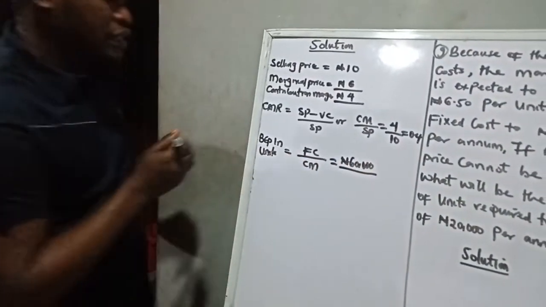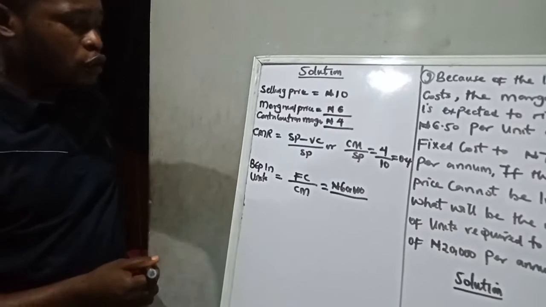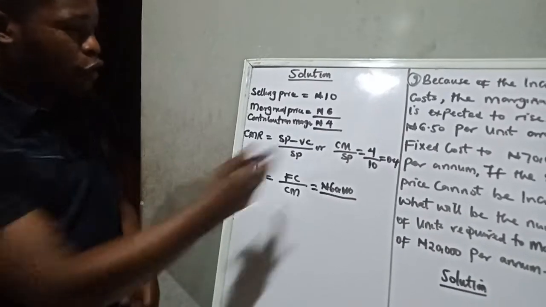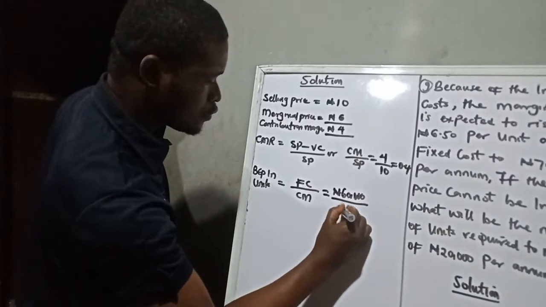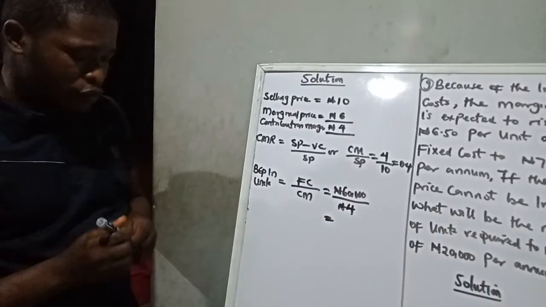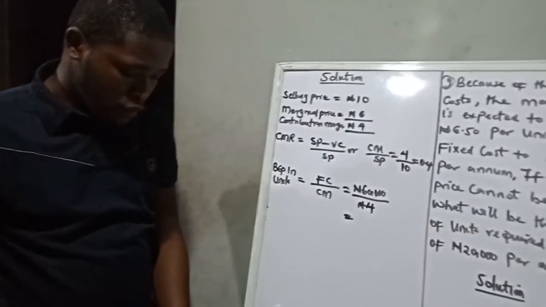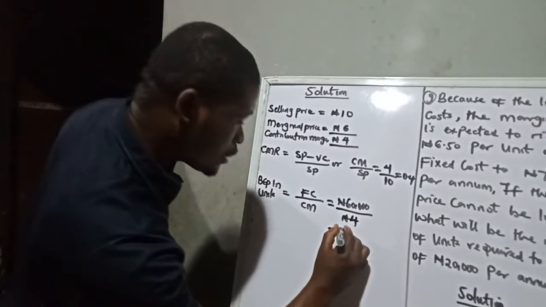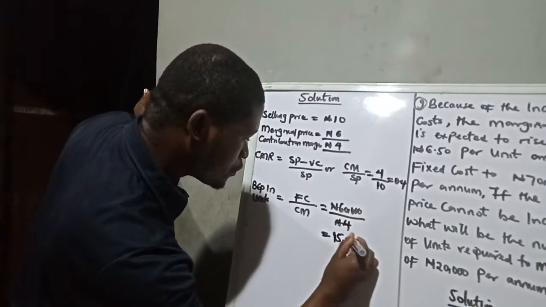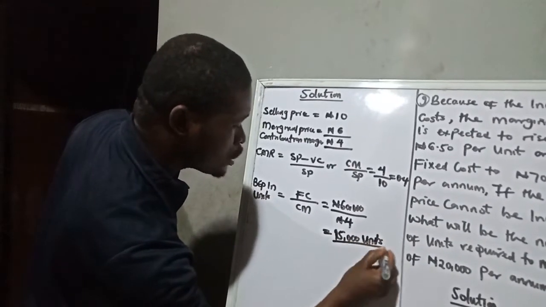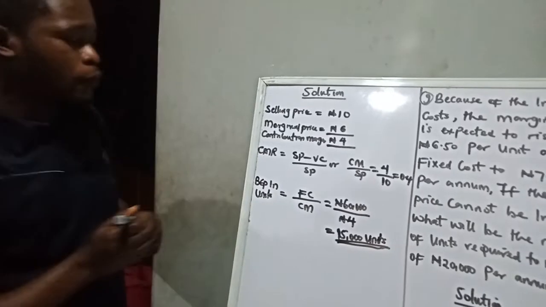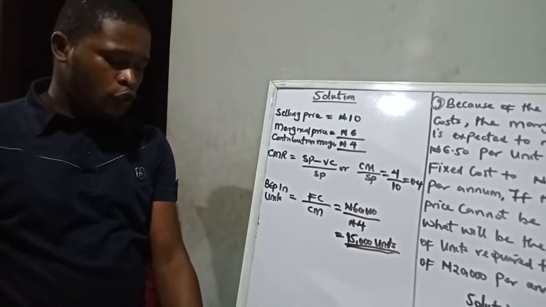Oh yeah, what is our CM? Our CM is 4 naira. Look at the CM, 4 naira. So 60,000 divided by 4, that gives you what? 15,000. So your answer must be in units. So this is 15,000 units. So this is the break-even point in units.